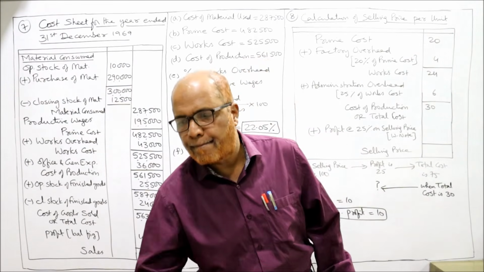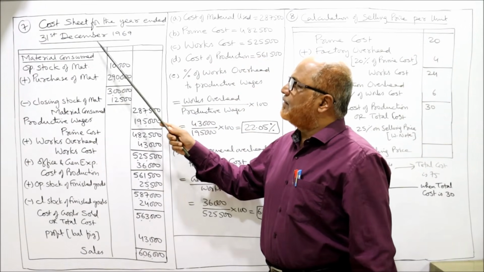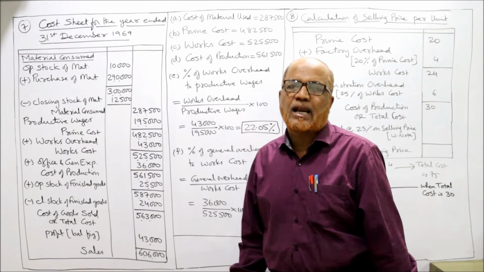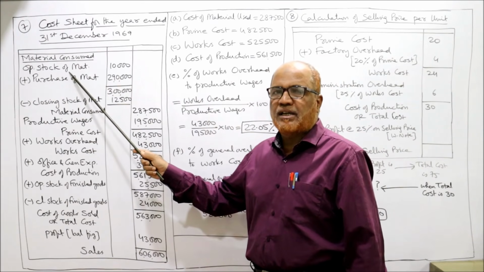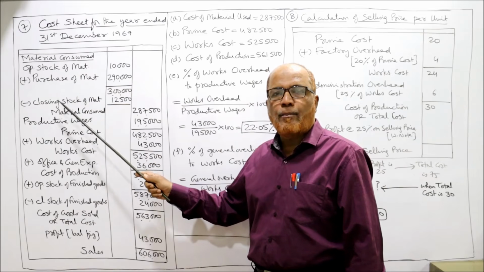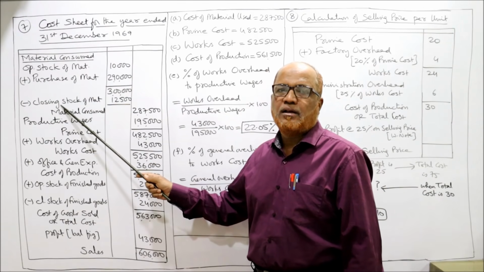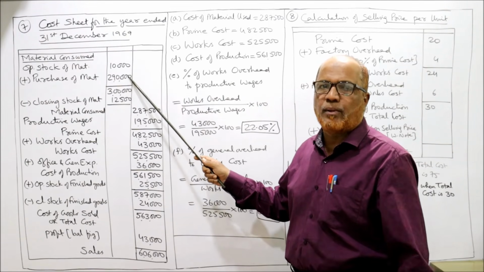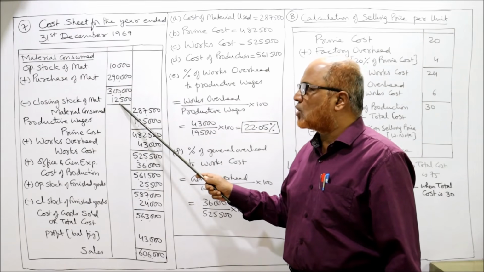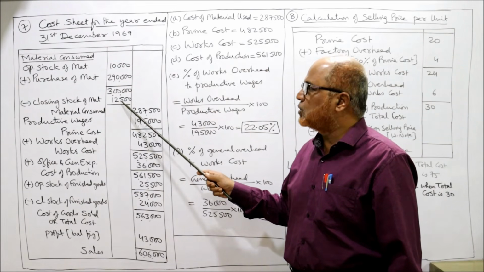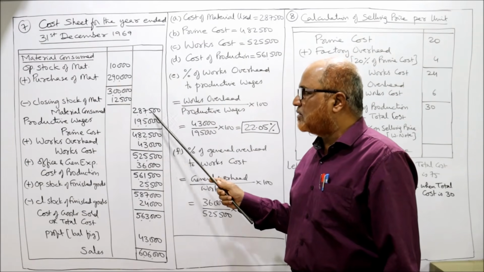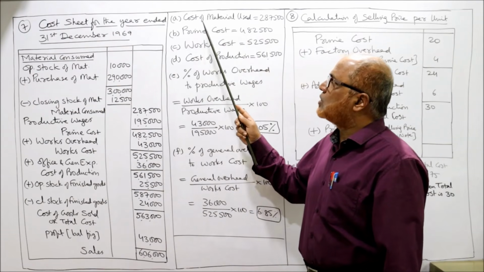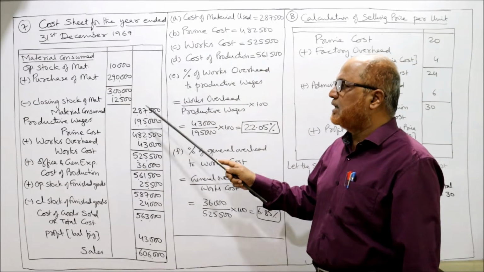Now see the solution carefully. Cost sheet for the year ended 31st December 1969, material consumed. In the previous video also I explained how to calculate material consumed. Take the opening stock of material, add purchase of raw material, minus closing stock of raw material. So 10,000 is the opening stock, 2,90,000 is the purchase of material. Add up, 3 lakh. Minus closing stock of material, 12,500, we get 2,87,500. This is the material consumed, so the cost of material used is 2,87,500.